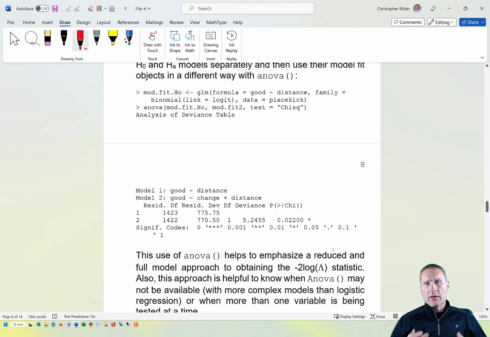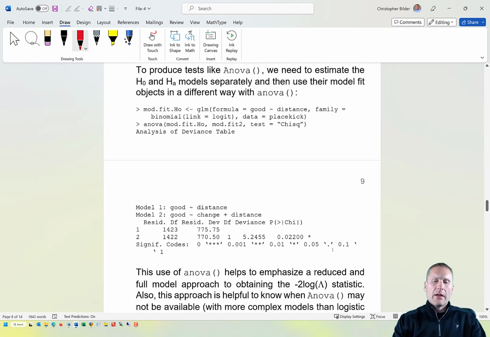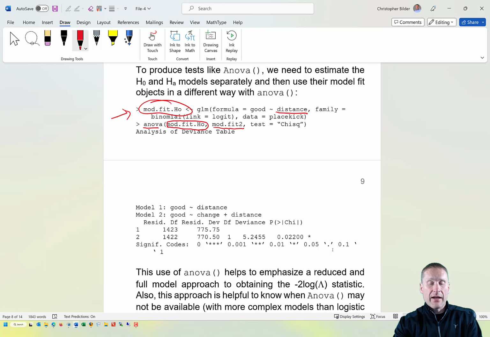So we can use the little anova function in a slightly different way. Suppose we estimate a model that has only distance in it, and we put the results into an object called mod.fit.ho. That would be my H0 model if I want to test just the change parameter. Then I can use the anova function like this, where I put my reduced model first, comma, I put my full model, my alternative hypothesis model, second, and then say test equal chi-sq again.